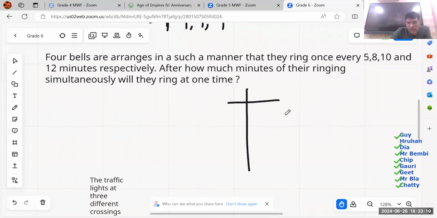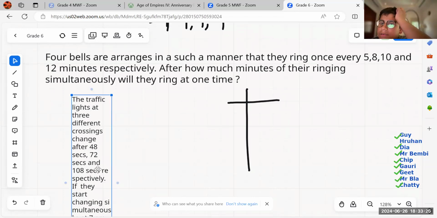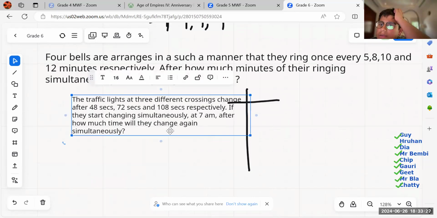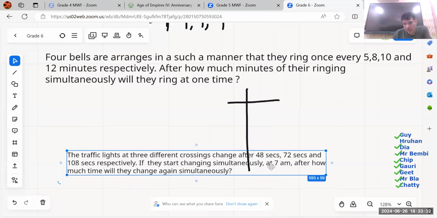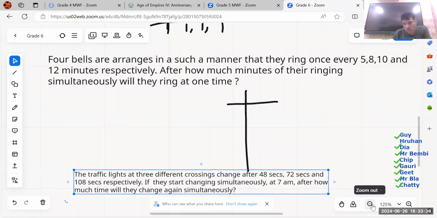One second, Arora ji. Let me show the next question to all. 5, 8, 10, and 12, right? So guys, you can solve the next question till I explain the previous question to Arora ji.